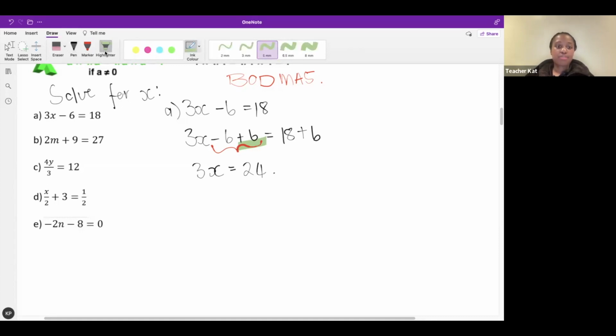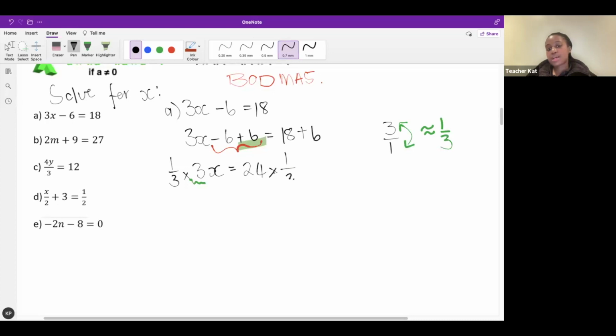Now we have to get rid of the 3 that's in front of my x. And once again, if you look at inverses, it says you multiply by the reciprocal. So what is the reciprocal of 3 or 3 over 1? Reciprocal means you tip it. So the reciprocal of 3 over 1 is 1 over 3. So then you have to multiply this side by 1 over 3. But what you do on the left, you do on the right. That's why you end up multiplying this side by 1 over 3.